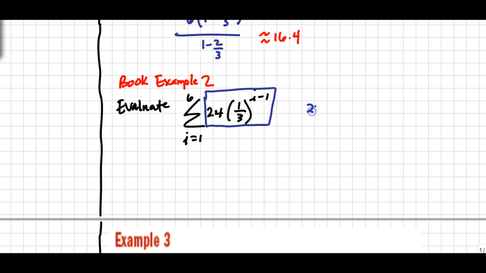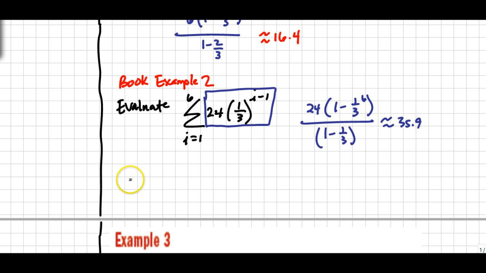So I'm going to use 24 as my first term, 1 minus 1/3 to the 6th because there's 6 terms, and then 1 minus 1/3. Again, this one has fractions in it, so it's a little bit harder to type in on your calculator. When you're all done there, you should get about 36. I think I got 35.9 there.